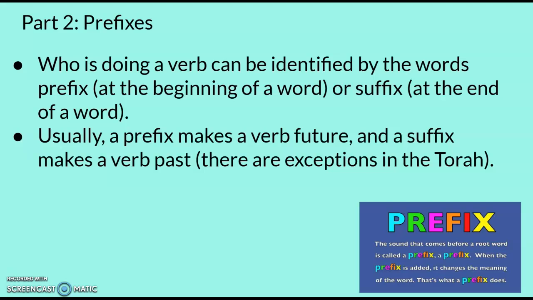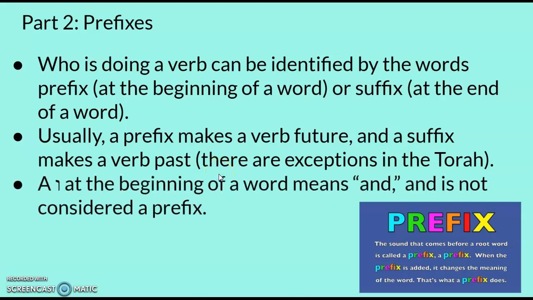So if it's happening in the beginning of the word, the prefix is there at the beginning, it means it's in the future. There are some exceptions in the Torah, which we'll talk about in a little while. But in general, a prefix means it's the future word. A vav at the beginning of the word, for the record, is not a prefix, and it means and. We'll see what the prefixes actually are.